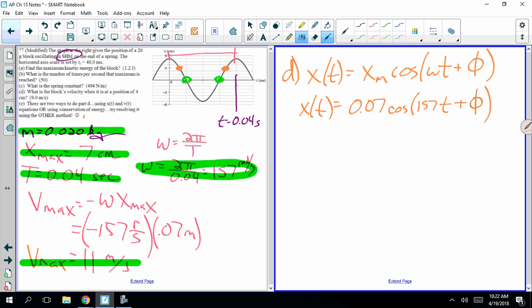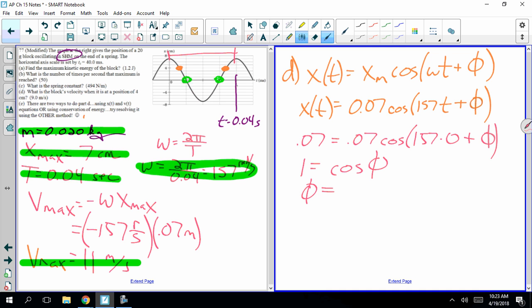Do t equals 0. I can clearly read the graph. At t equals 0, x is 0.07, right? So 0.07 equals 0.07 cosine of 157 times 0 plus phi. These cancel. I got 1 equals the cosine of phi. Phi must be 0. That makes me happy. Good? And I'll be honest with you, on the AP test, it will probably always be either 0 or maybe pi over 2. It'll be something simple.